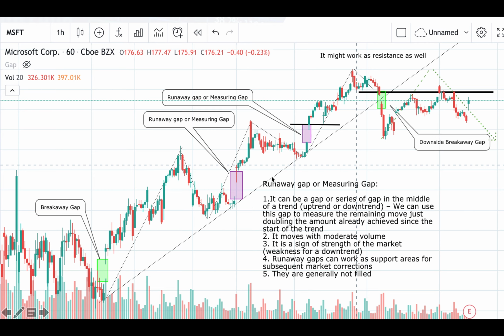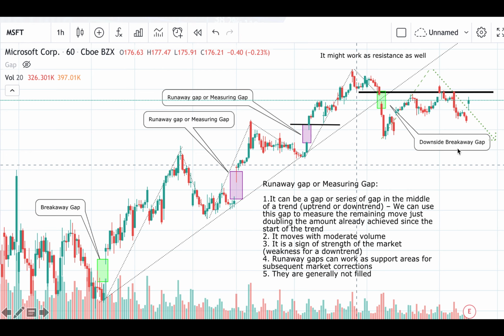Why is that? Because generally those patterns happen in the middle of a trend. This is one of the main characteristics of the runaway gap. That's why it's called the measuring gap, because we can measure the distance between the starting point and the middle of the trend. So, going ahead, this is what we have. This one at the end of this gap perhaps worked as support for this one, and those are some of the main characteristics of those runaway gaps.